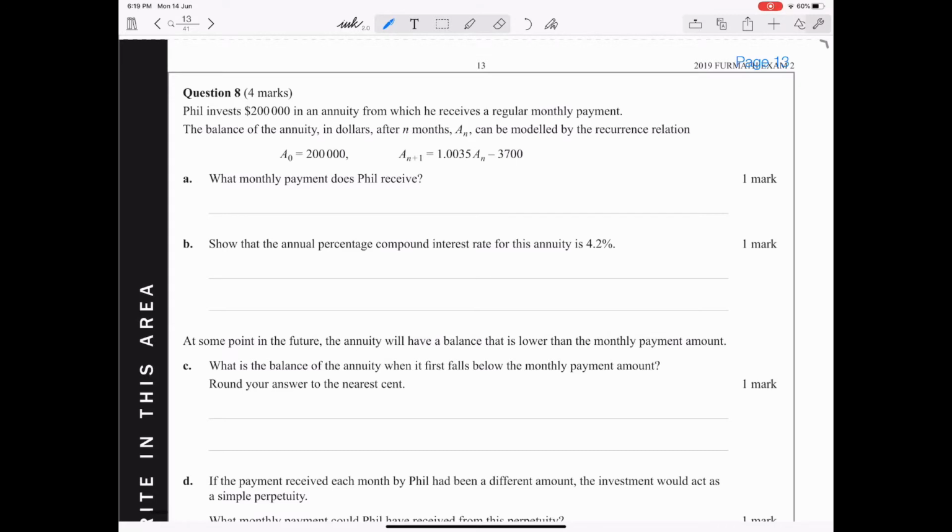So basically, this recurrence relation over here models his annuity after n months. A0 over here is the initial value of the annuity, and 3,700 is the amount that Phil receives from the annuity every month. So that's basically Phil's payment. So the monthly payment Phil receives is $3,700, as we can see over here from the recurrence relation.